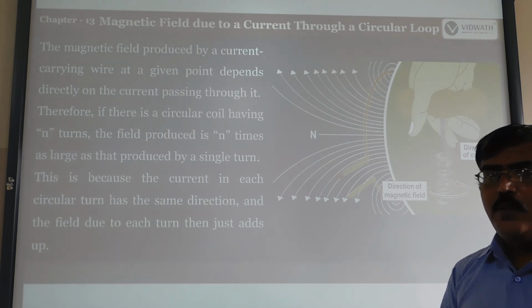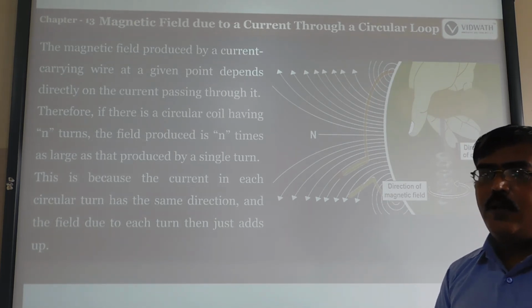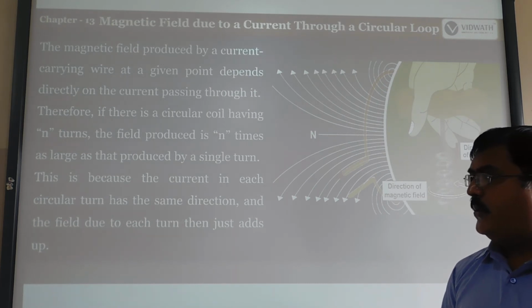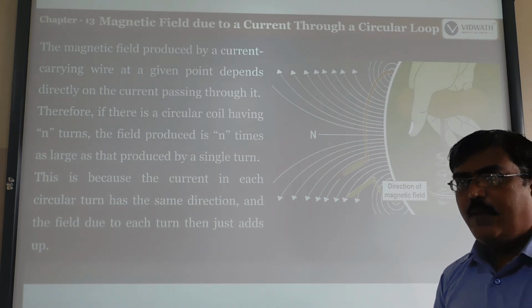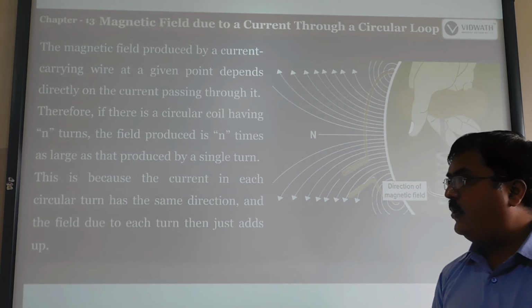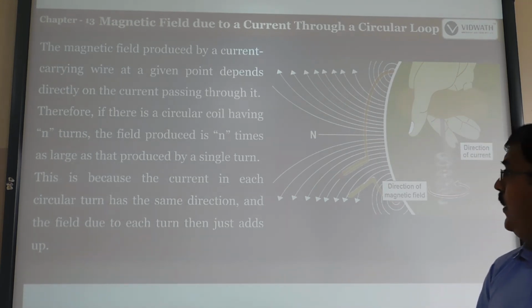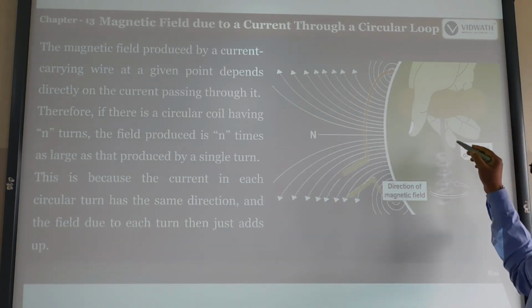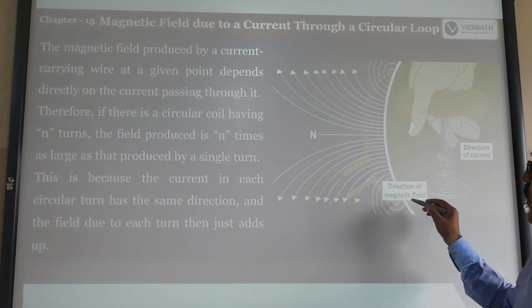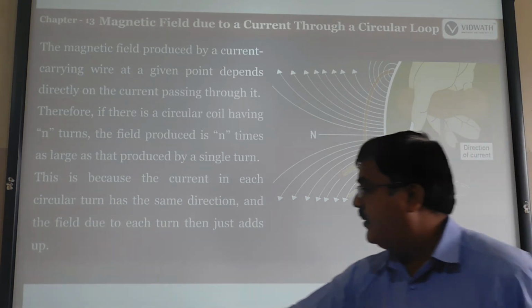So when the number of turns of the coil is more, what happens? The current is passed in the same direction and the magnetic field due to it is just added up. So this is the direction of current and also the direction of the magnetic field.